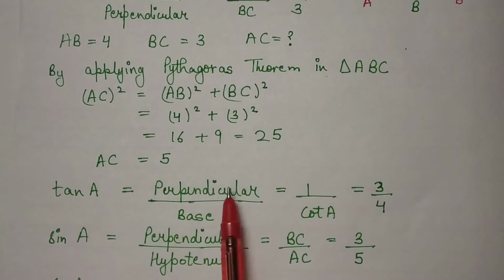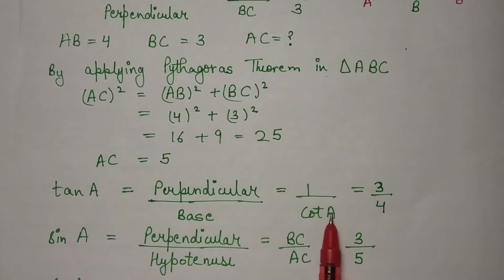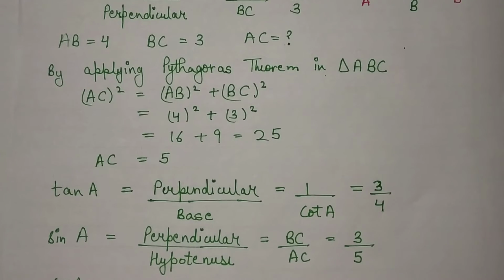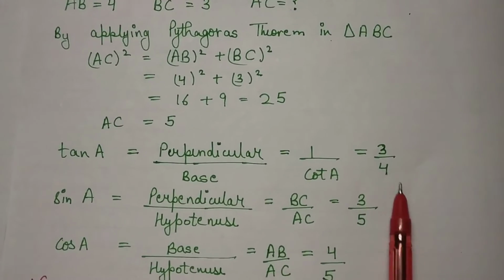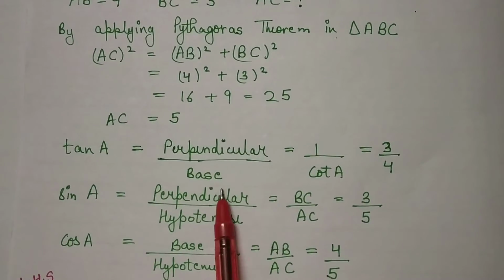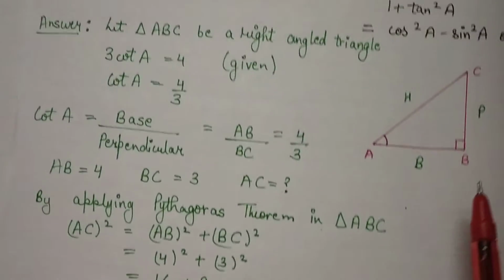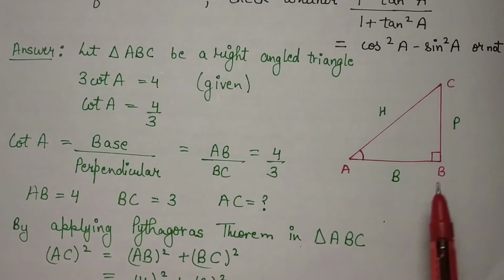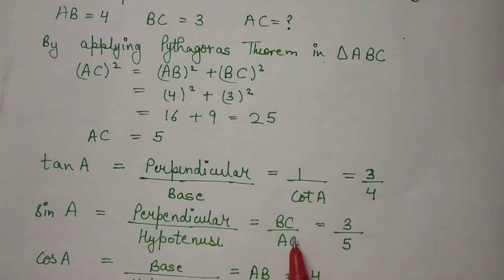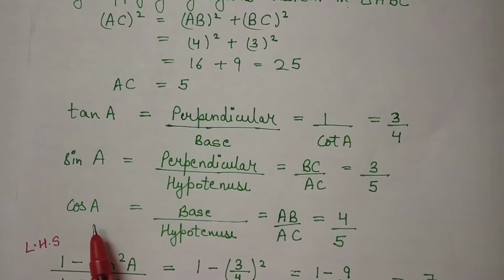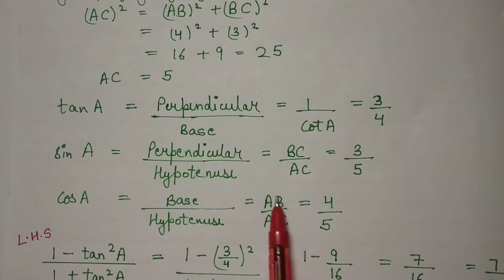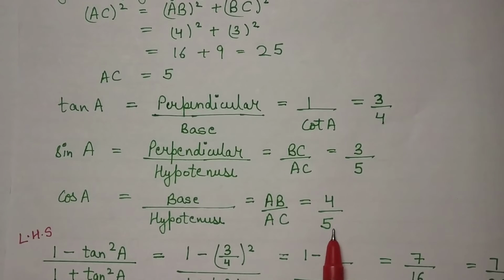Now tan A is perpendicular by base, or you can say tan A is the reciprocal of cot A. Cot A was 4 by 3, so tan A is 3 by 4. Sin A is equal to perpendicular by hypotenuse. Perpendicular is BC, hypotenuse is AC. So BC by AC, put the values. This is 3 by 5. Cos A is base by hypotenuse, AB by AC, which is 4 by 5.